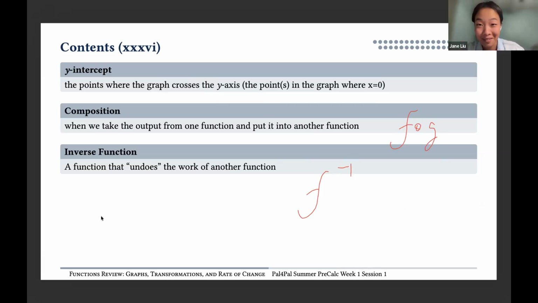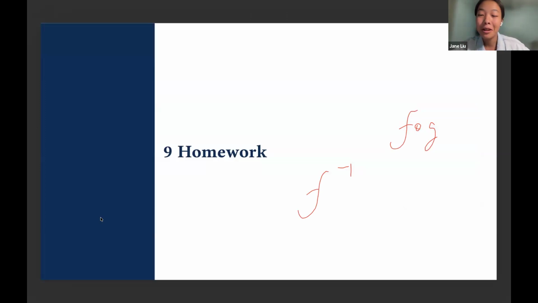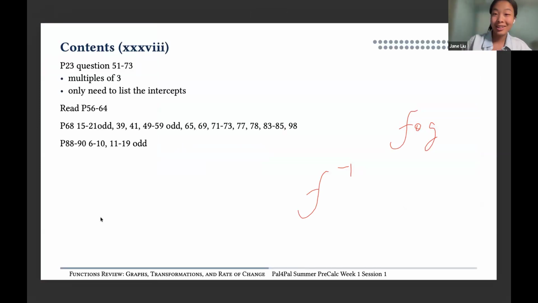We have half an hour left. So we're now going to go over the homework. We're probably gonna do a few selected problems. You don't need to do every single problem that's listed here because that might be too much for you guys.